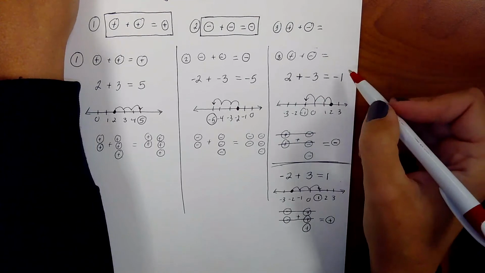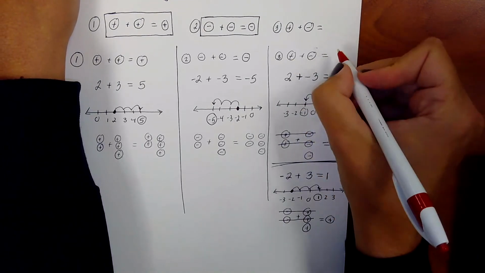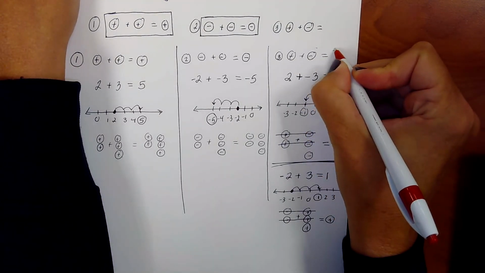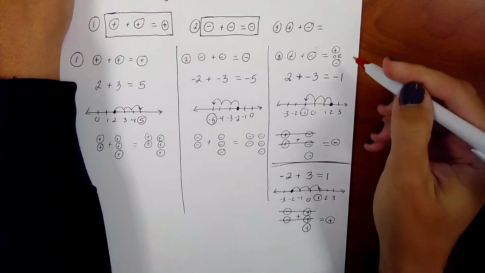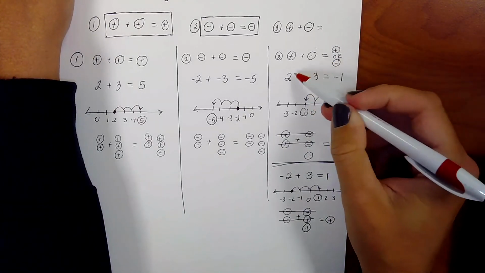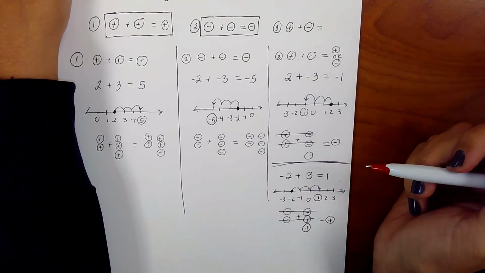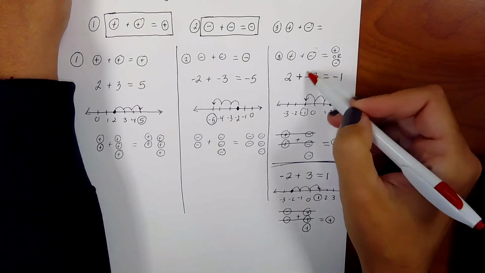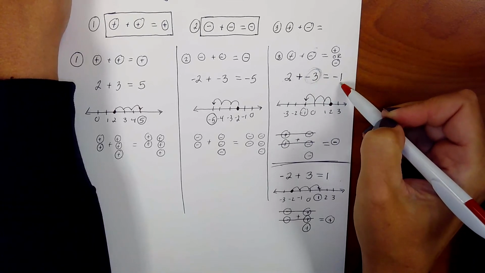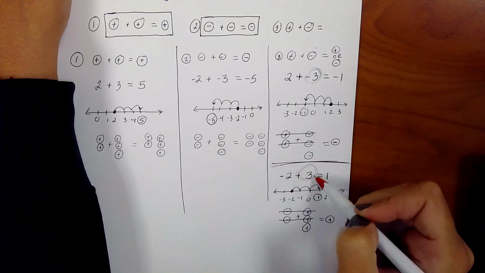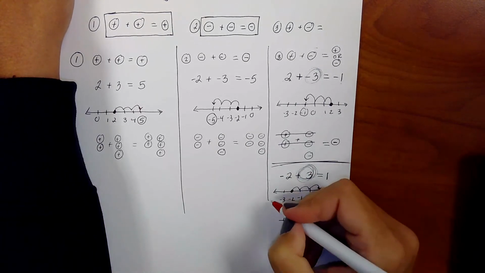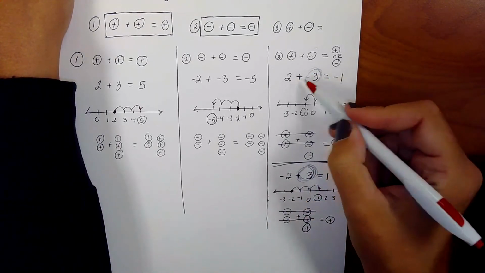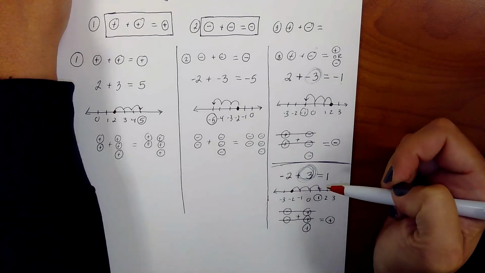So first of all, if you have a positive and a negative, you could get a positive or a negative. It depends on which number is greater. If the greater number is a negative, you're going to get a negative. If the greater number is positive, you're going to get a positive. And then the weirdest part of all is you're not even adding, you're subtracting.